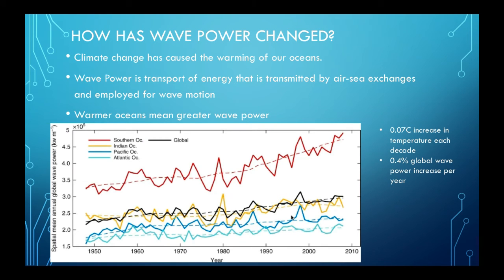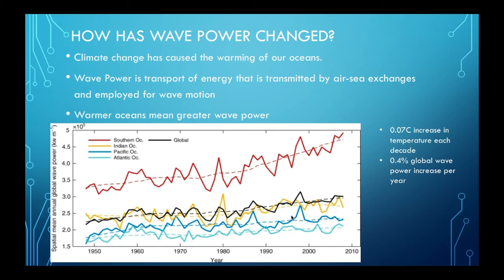How has wave power changed? Climate change within recent years has majorly contributed to the warming of our oceans. Wave power is defined as the transport of energy that is transmitted by sea-air exchanges and employed for wave motion. So since 1900, the sea surface temperature has actually increased by about 0.07 degrees Celsius each decade.